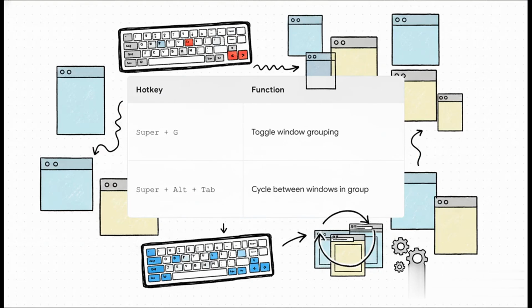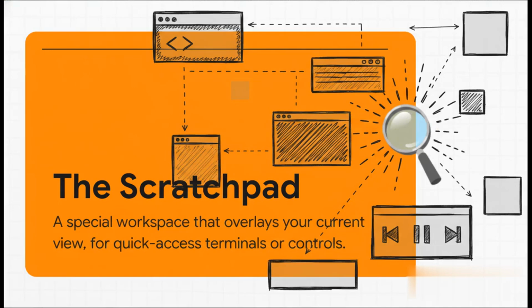You hit Super plus G on a window to start a group, and then you can add more to it. To navigate, you just use Super plus Alt plus Tab to fly between those tabs. It's like having browser tabs for your entire operating system. It's amazing. Now the Scratchpad, this might be my favorite feature.